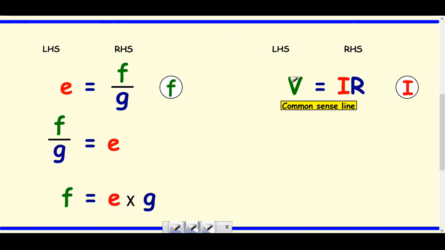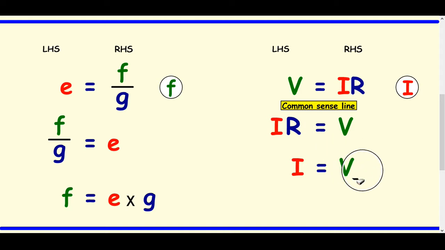Okay, same idea here. We've got V equals IR. If you know this formula, it's voltage is current times resistance. But anyway, let's switch sides because the subject's on the right hand side. I always want it on the left hand side. So I'll switch it round. Then I've got I times R. So when I want to undo timesing by R, take the R on our side, I want to divide by R.